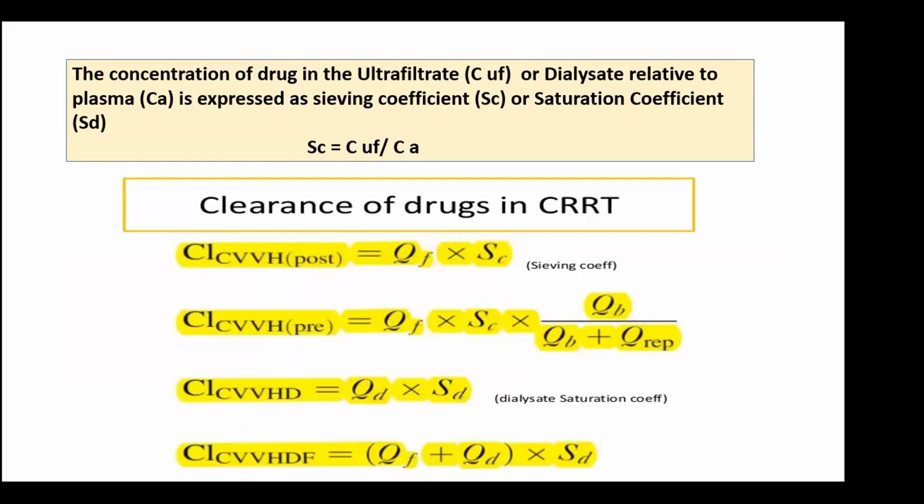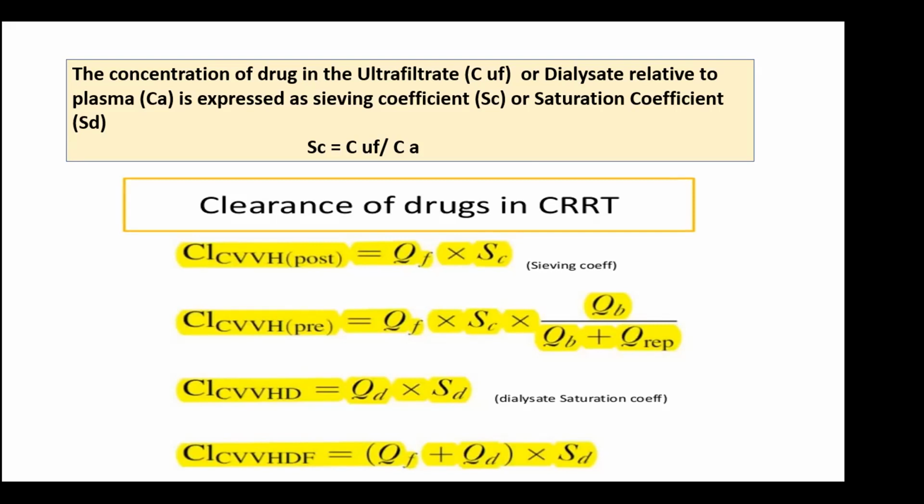So to understand the clearance of drugs in CRRT, we have to understand something which is called the sieving coefficient. The sieving coefficient is the concentration of drug in the ultrafiltrate or the dialysate relative to the plasma, expressed as the sieving coefficient or the saturation coefficient, SC. So SC is equal to the concentration of drug in the ultrafiltrate divided by the plasma concentration of the drug.